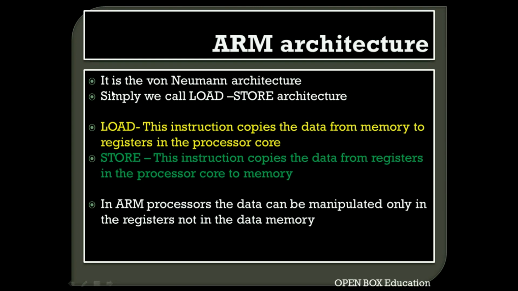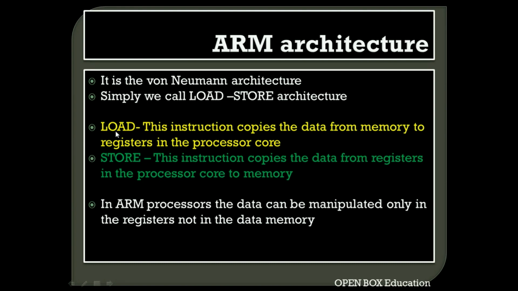The first one is the Von Neumann architecture. In the Von Neumann architecture, the program memory and the data memory are the same. So this architecture is simply called a load store architecture.